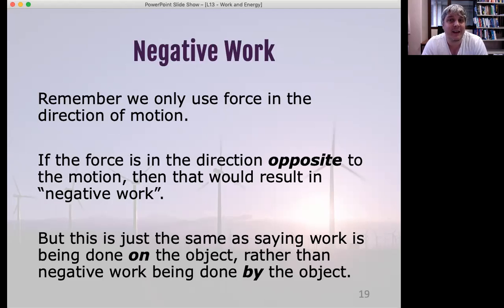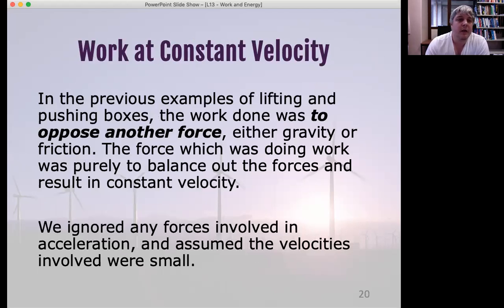We count that as negative work. So the box would be doing negative work on you because it's applying a force to you while moving in the opposite direction. Negative work, though, is the same as saying work is being done on that object. So you could say that the box is doing negative work on you, but in reality, we always phrase it as saying that you are doing work on the box. They mean the same thing. It's just a matter of the force being in the same direction as the displacement, as opposed to opposite to it.